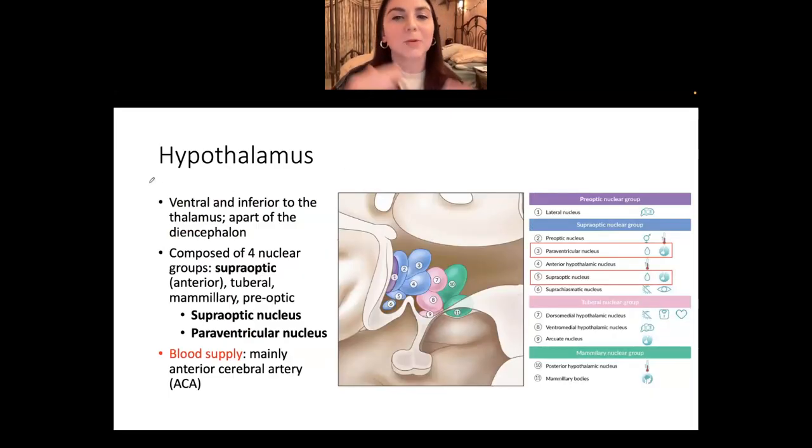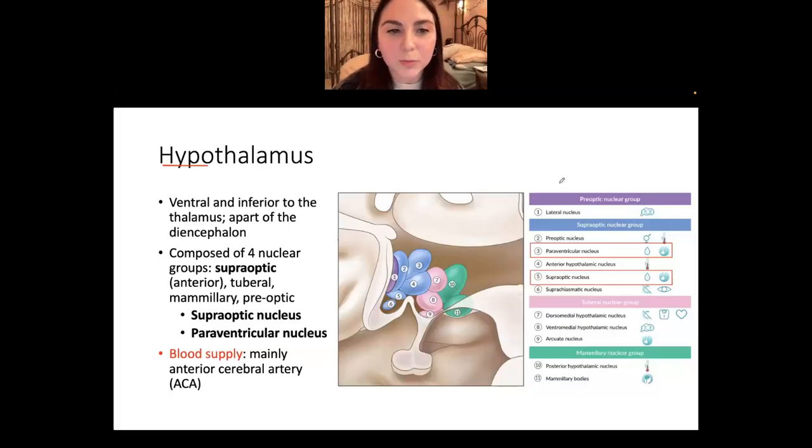Same with the hypothalamus, but we're starting to get a little more relevant to the endocrine system. So this is the hypothalamus. Hypo means below, so it's ventral and inferior to the thalamus. It's also a part of the diencephalon. The diencephalon is a neuro term that means the thalamus and the hypothalamus together comprise that. You'll get it in neuro. The hypothalamus is composed of four nuclear groups, and you can see them over here in the boxes: the supraoptic, the tuberal, mammillary, and preoptic.